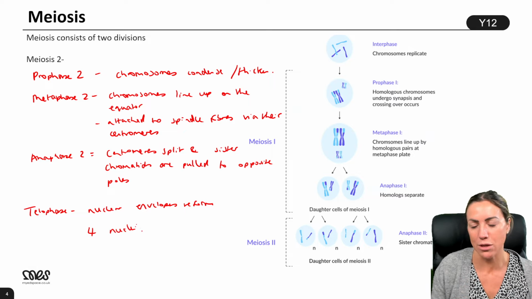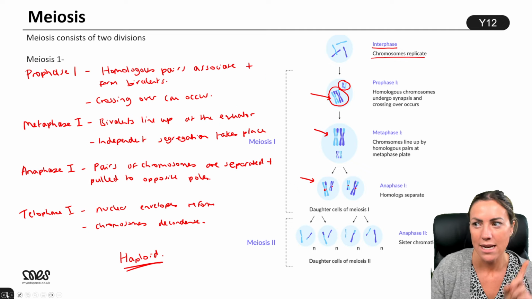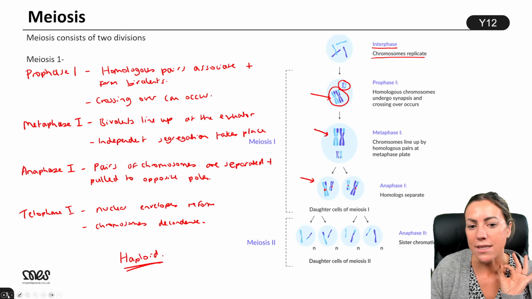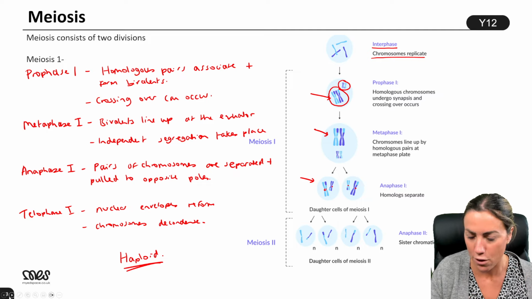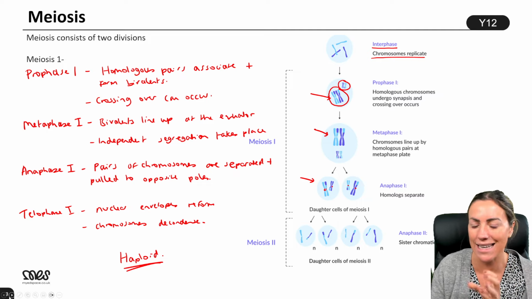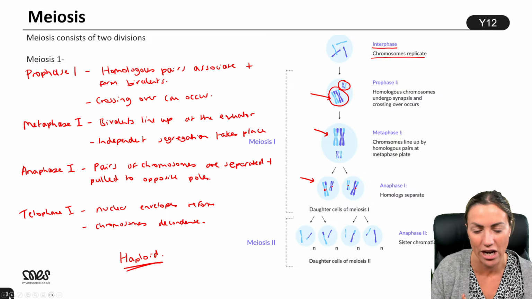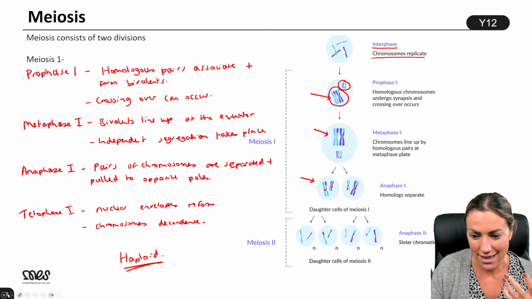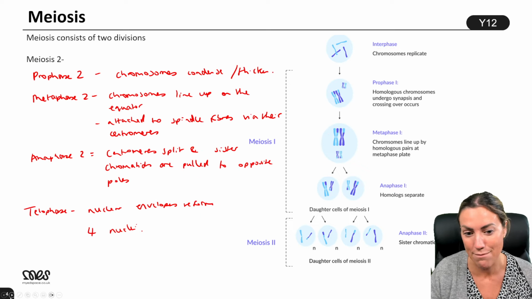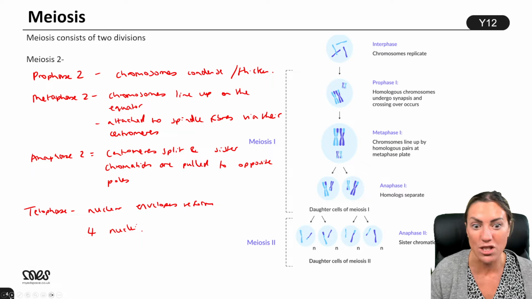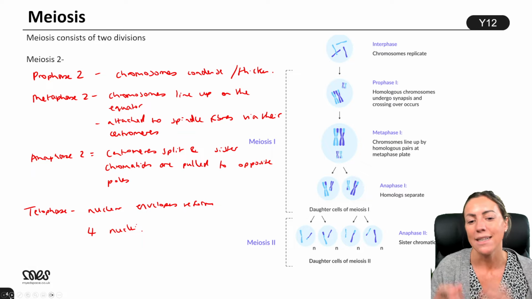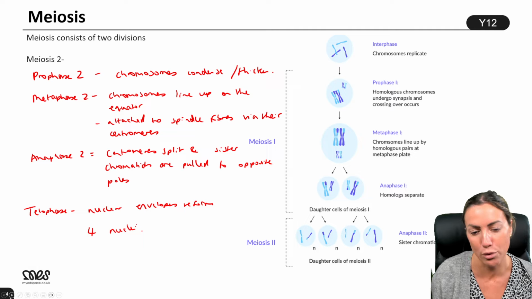Now, hopefully what you've noticed by doing this with me is meiosis 1 is the key. Meiosis 1 is different to mitosis. Meiosis 1, let's just go back for a second. Meiosis 1, the homologous pairs associate and form bivalents. We get crossing over. The homologous pairs line up in their bivalents at the equator. We get independent segregation. Then we only separate the pairs of chromosomes. We do not separate the sister chromatids at this point. Then, moving into meiosis 2, just like mitosis really, this is where the individual chromosomes line up at the equator, the centromere is split, and the sister chromatids are pulled to opposite poles.